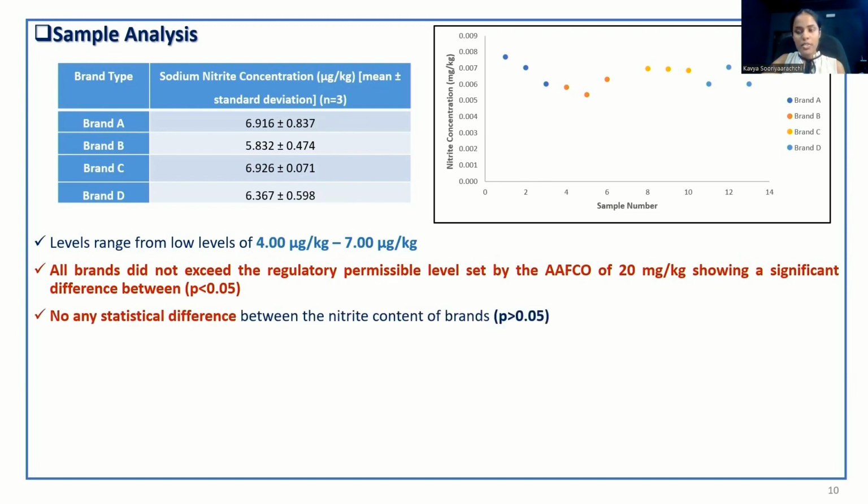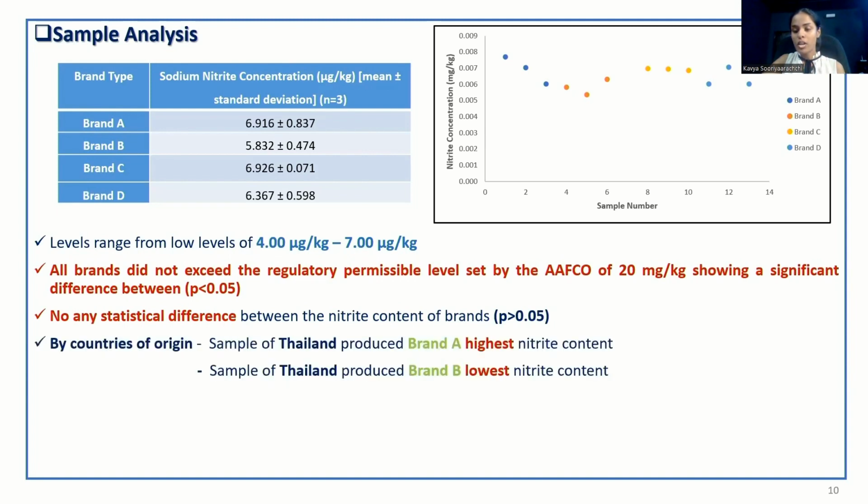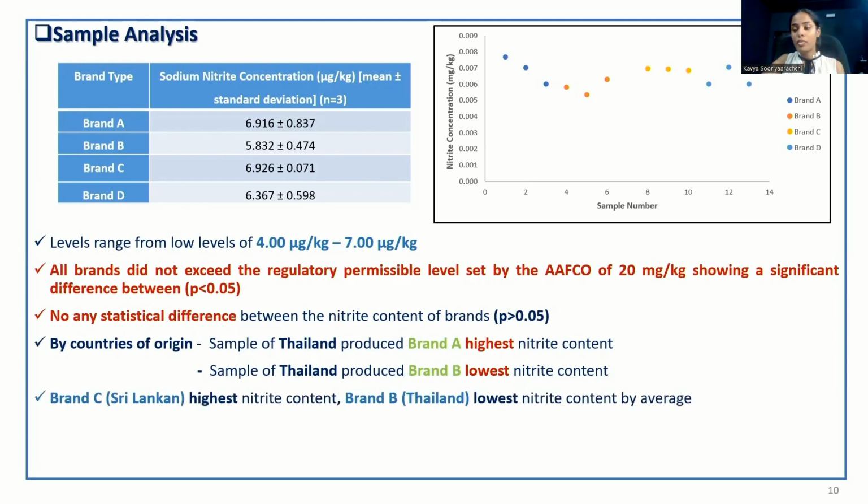No statistical difference was shown between the said 2 values. And if we consider the countries of origin, the sample of Thailand-produced brand A had the highest nitrite content, and a sample of Thailand-produced brand B had the lowest nitrite content. Overall, when we consider the average, brand C Sri Lankan produced samples had the highest nitrite content, while the Thailand origin brand B had the lowest nitrite content.